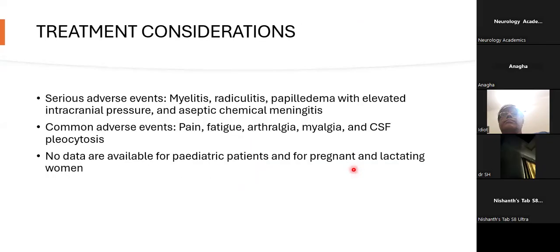And the treatment consideration, there were serious adverse effects reported, which include myelitis, radiculitis, papilledema with elevated intracranial pressure and aseptic meningitis, and some other minor adverse effects, including pain, fatigue, arthralgia, myalgia, and CSF pleocytosis. And no data are available for pediatric patients and for pregnant patients and lactating women.